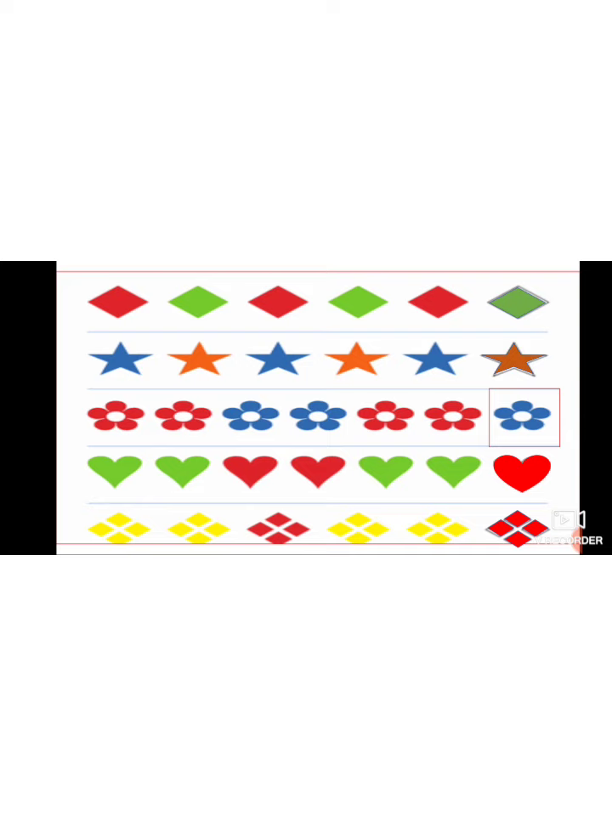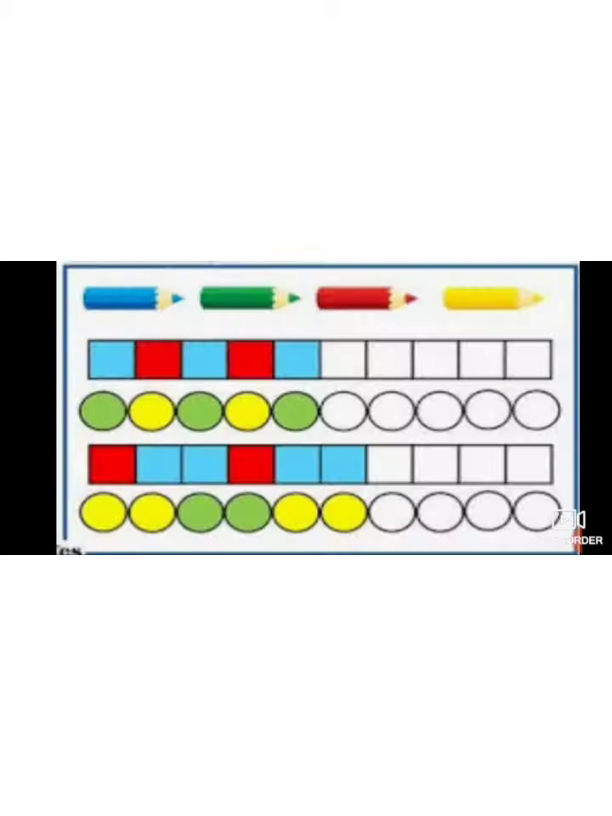Hearts are also similar. Here, same size, same number two, but colors are different. Two green, two red. Two green, again two red will come. The last sequence, two yellow, one red, two yellow, one red. So that's the sequence of the pictures.